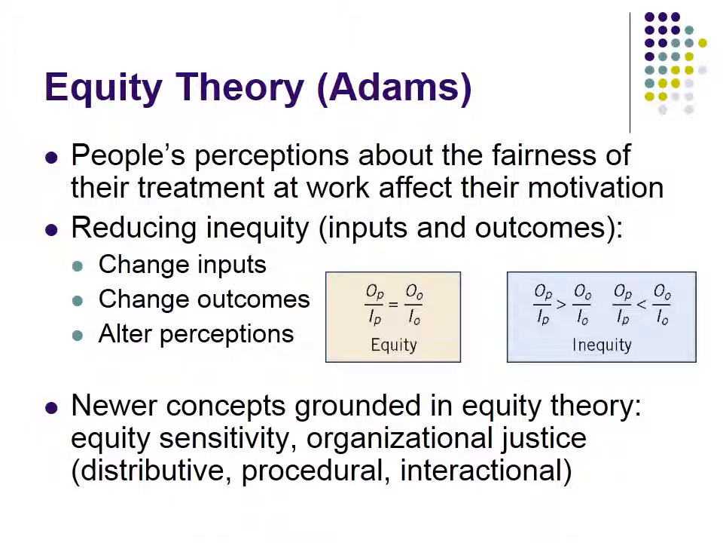So inputs might be, I work 40 hours a week. Outcomes might be, I make $800 a week. If your input of 40 hours to your outcome of $800 is the same as other people doing the same work, everyone else at my work also puts in 40 hours a week, and everyone else also gets $800 in outcomes, that would be equity, and in that situation most people would be motivated to continue to work. There is equity.